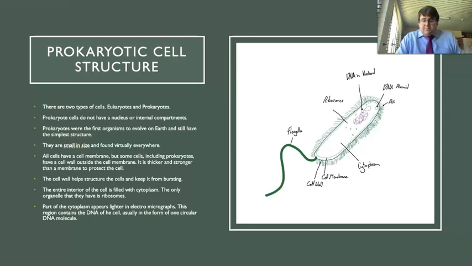And there's two types of cells. You learned this in Year 10, probably Year 9, Year 8 as well. Eukaryotic cells and prokaryotic cells. Now we're going to focus on eukaryotic cells in another video. In this PowerPoint we're talking about just prokaryotic cells.